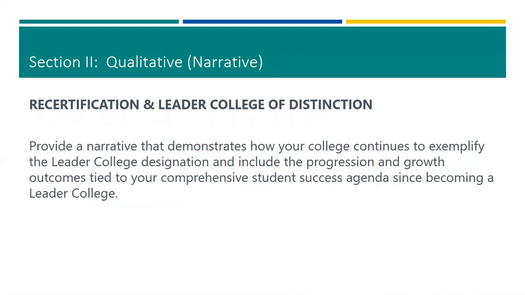Successful colleges seeking recertification or Leader College of Distinction status must demonstrate how they continue to exemplify the Leader College designation. In addition to the data metrics, colleges must provide a narrative on the progression and growth outcomes tied to their comprehensive student success agenda since becoming a Leader College. Institutions must tell a cohesive, engaging story of what new, ongoing, or improved goals and strategies were used to drive student success.